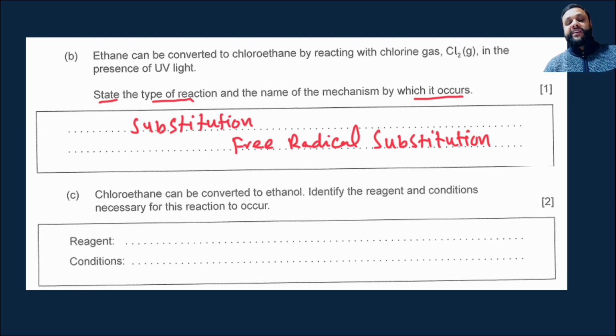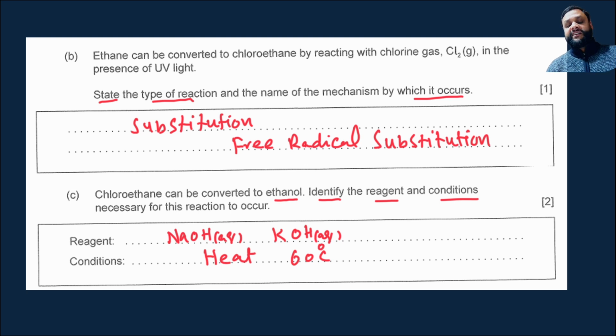C. Chloroethane can be converted into ethanol. Chloroethane is a haloalkane, and it is being converted into ethanol. Identify the reagent and the conditions necessary for this reaction to occur. Nucleophilic substitution reactions will take place, and they are of two types, SN1 and SN2. The reagent is aqueous sodium hydroxide, or we can use aqueous potassium hydroxide. It is also hydrolysis, breaking down with the help of water. The condition is heat, or 60 degrees Celsius; writing heat is enough.